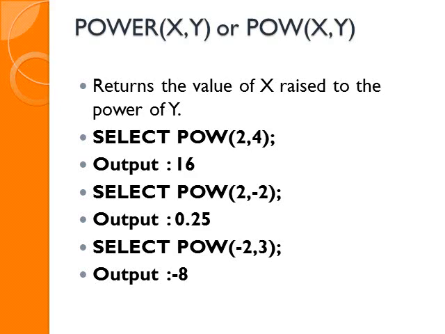So you can see here, select POW parenthesis start 2 comma 4. It gives you the output 16. 2 raised to the power 4 is 16. It is displaying 16. Another example, select POW parenthesis start 2 comma minus 2, means 2 power minus 2. It is giving you the output 0.25.